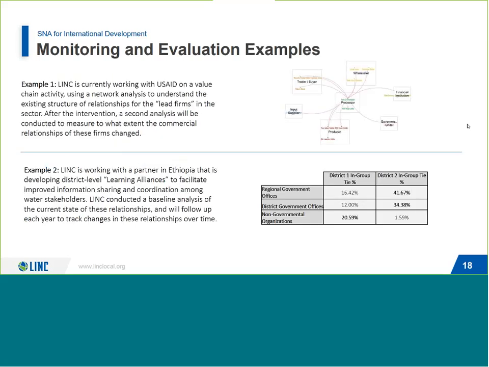A couple of examples here that we're actually working on right now. So one is one of these value chain activities. It's in Bangladesh. We're looking at the structure of relationships for what they're calling lead firms in the value chain that have already been identified, that this program is working with to try to improve their operations, diversify their buyers, a number of goals around just generally improving their position in the supply chain with a specific focus on diversification.